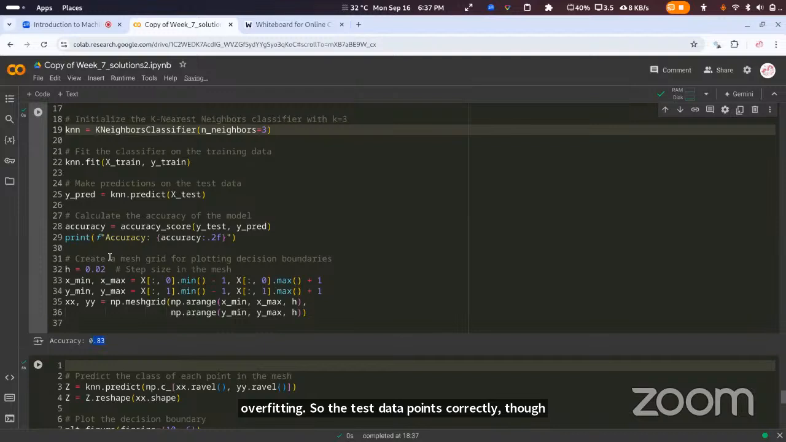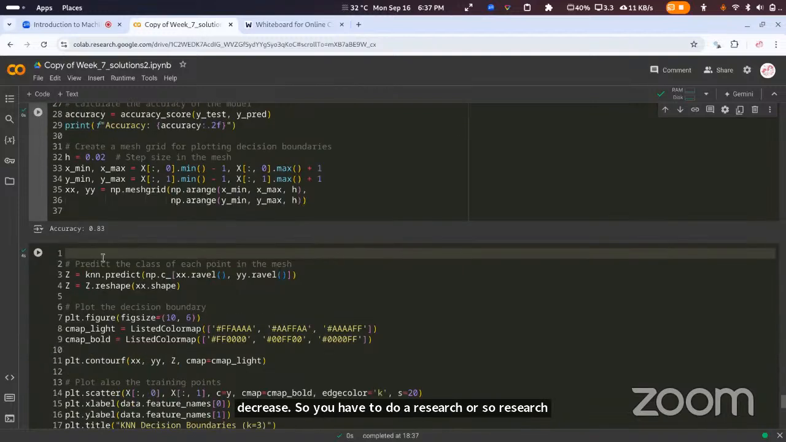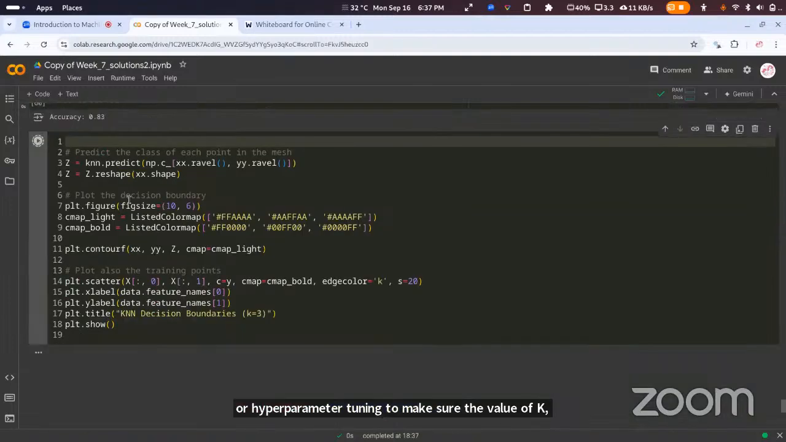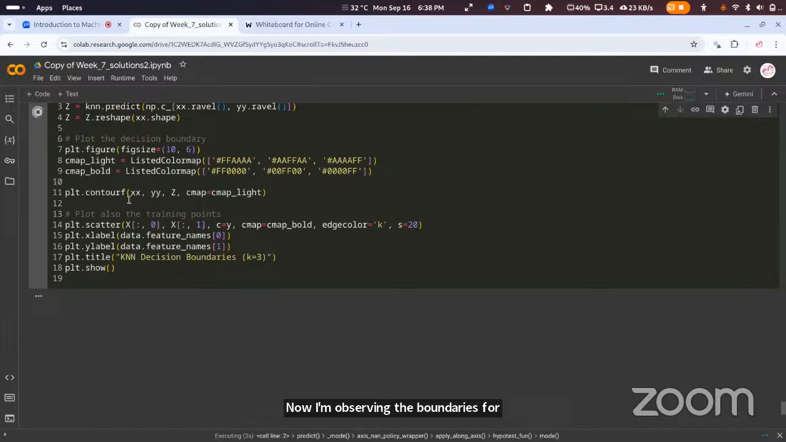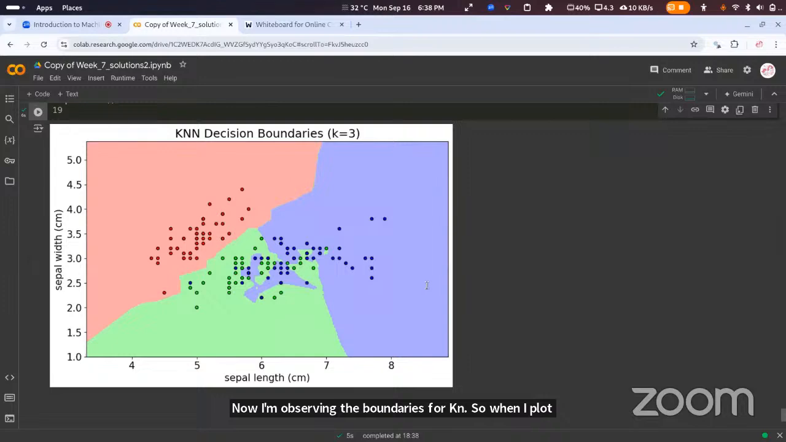When you try increasing the value of K, there is a possibility that the accuracy might increase or decrease. So you have to do a grid search or hyperparameter tuning to make sure the value of K which you are using fetches you a very good accuracy. Now I'm observing the boundaries for KNN. When I plot the boundary for the KNN, this is the boundary which I got.